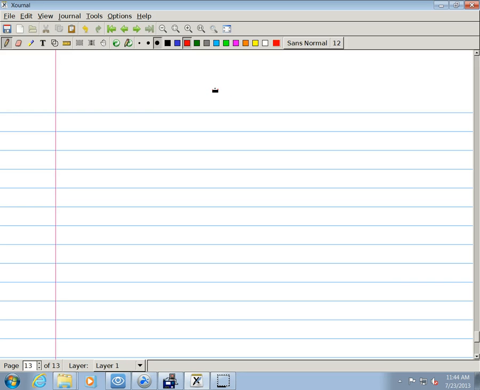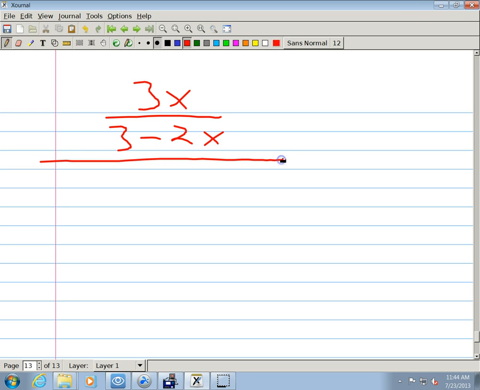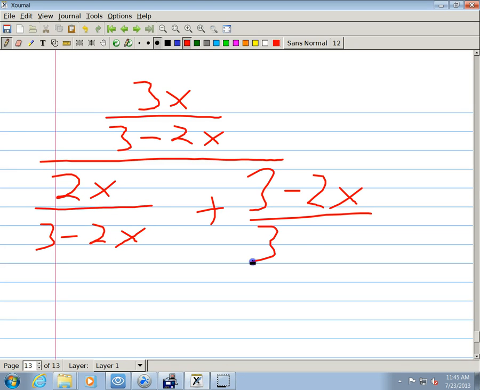Okay, so you get 3x over 3 minus 2x, over 2x over 3 minus 2x plus 1. All right. Now, we've played around with fractions like this before. How do you simplify this mess? Get a common denominator. Rewrite the 1 as 3 minus 2x over 3 minus 2x.